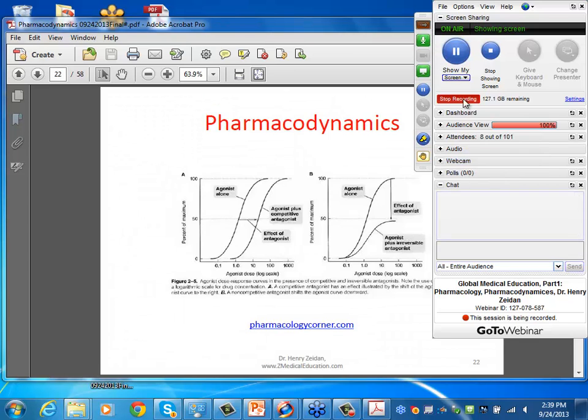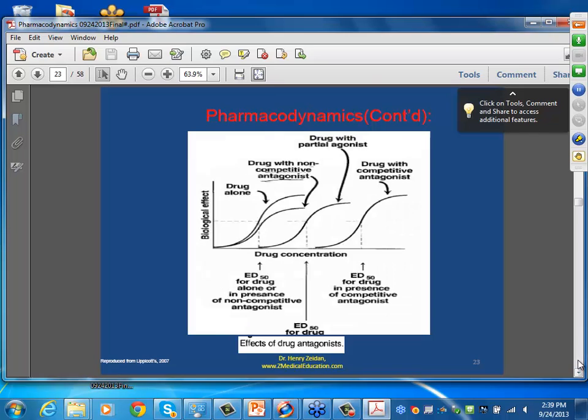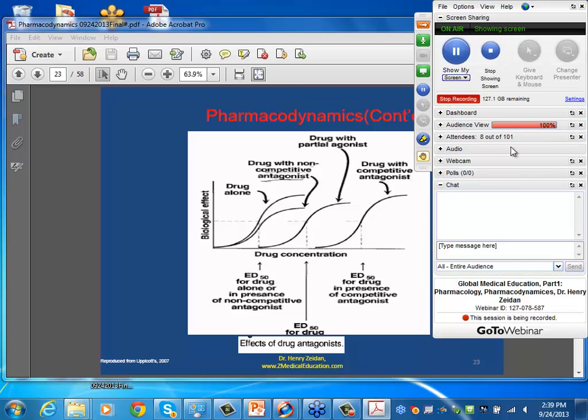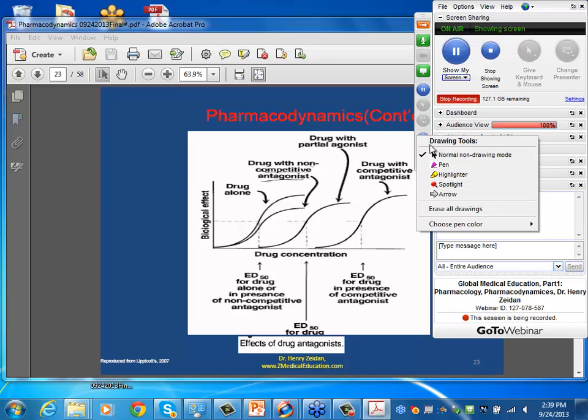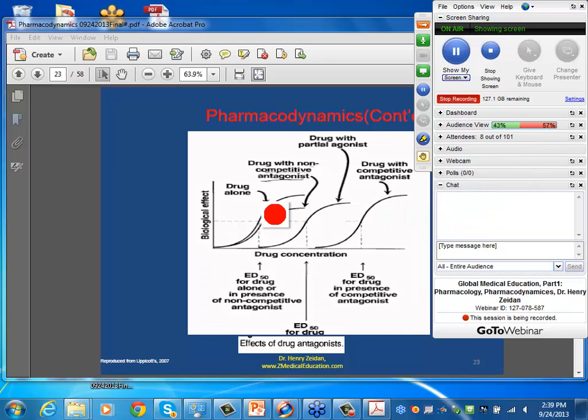Okay, let's move on and look at this beautiful plot here. Let me get my spotlight, or my arrow. Which one do you prefer? Arrow or a spotlight? I like this one.